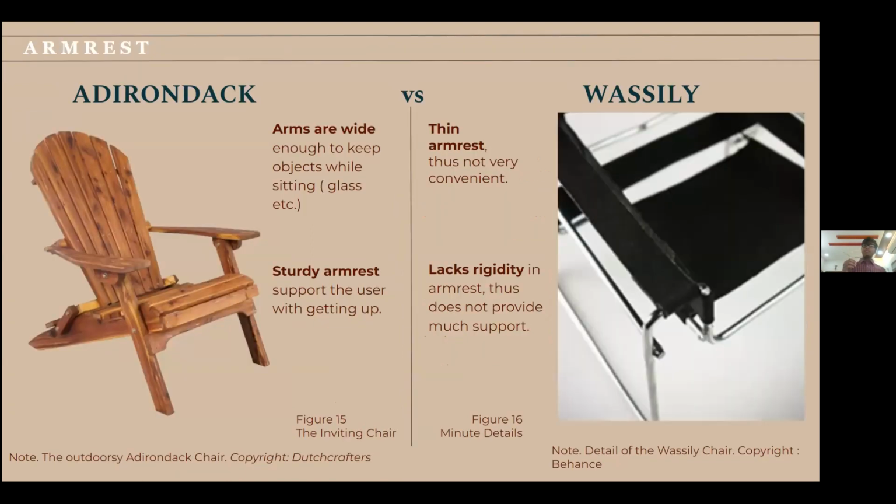Coming to the armrests of these chairs, we see wide armrests in the Adirondack chair, which allow the user to rest his or her hands comfortably and thus make it suitable for long sitting hours. Opposite to this, the Wassily chair has thin armrests. Another important point to consider is the fact that the rigid armrest of the Adirondack chair provides good support to the user while one gets up. However, as the armrests of the Wassily chair are made of fabric, they do not provide any support for this purpose.